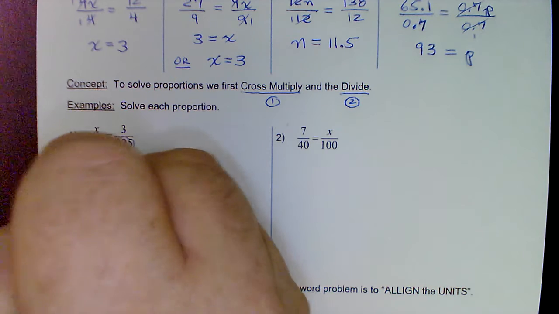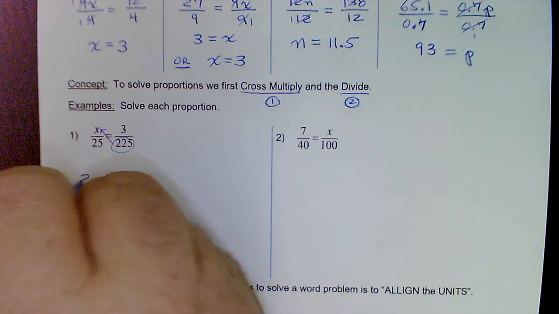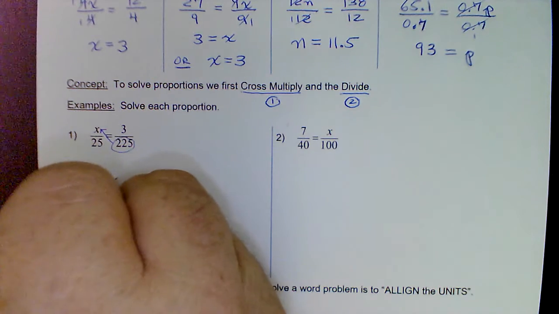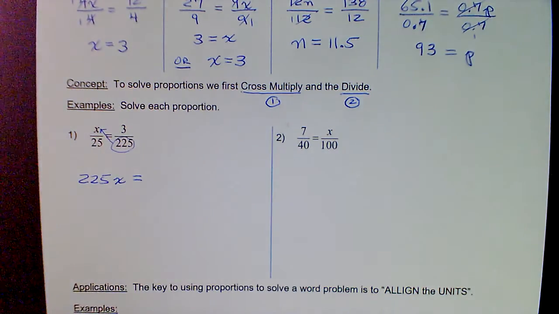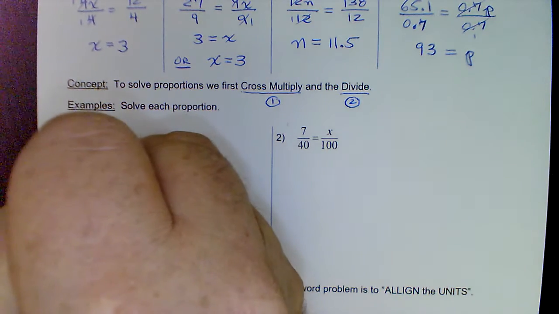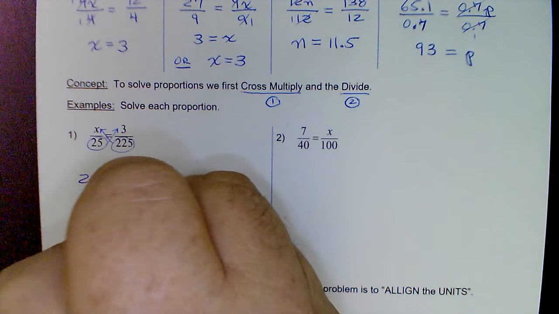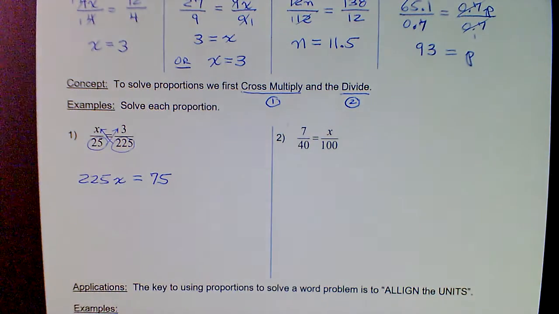So in this case, 225 crossed over times x. Now you always want to write the coefficient in front of the variable. So 225x. You don't want to write x 225. And then immediately, as we mentioned before, when you take cross products, after you take the first cross product, write down equals, and then take the second cross product. So 25 times 3, we could just do that on our calculator. 75, no need to show 25 times 3, just do the multiplication on your calculator.